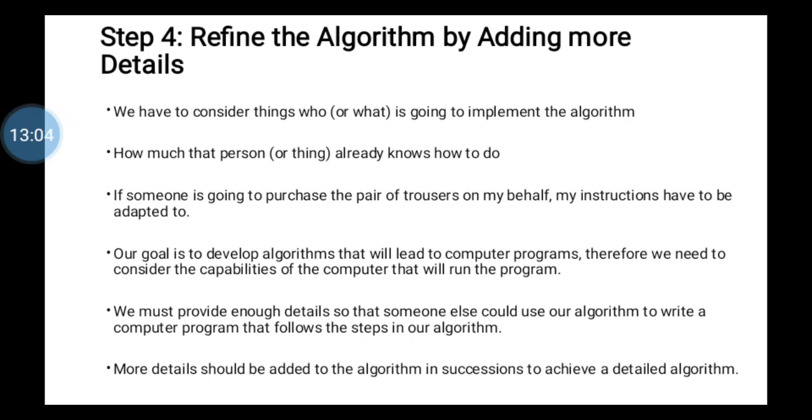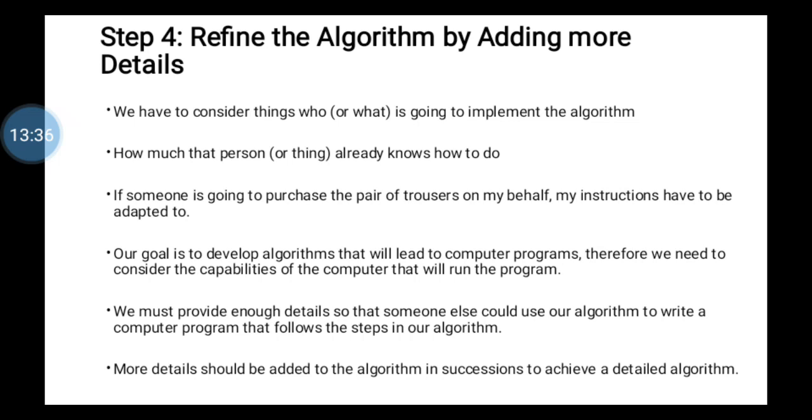Our goal is to develop algorithms that will lead to computer programs. Therefore, we need to consider the capabilities of the computer that will run the program. We must provide enough details so that someone else can use our algorithm to write a computer program that follows the steps in our algorithm. More details should be added to the algorithm instructions to achieve a working program. So all of these form the refinement.